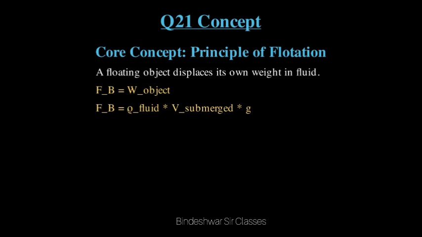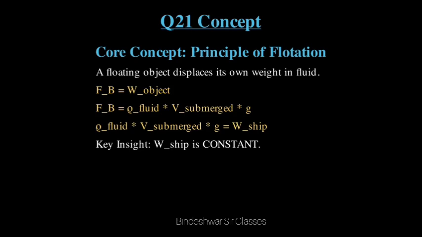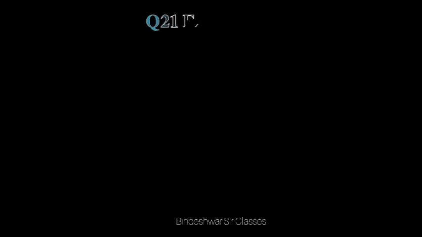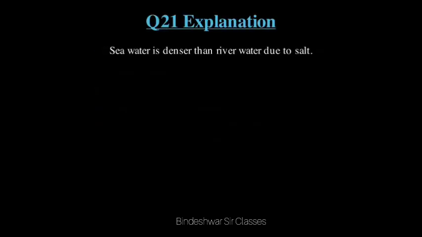Notice I'm using V_submerged here because the ship isn't fully underwater. Combining these we get rho_fluid times V_submerged times g equals the weight of the ship. The crucial insight is that the ship's weight is constant, whether it's in a river or the sea. Now we apply this to the two types of water.